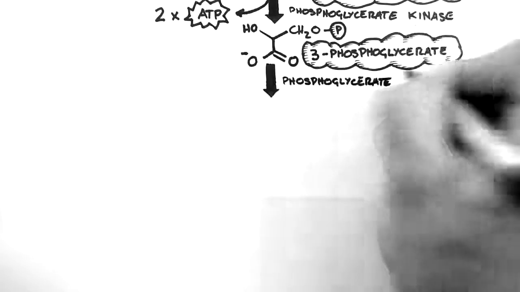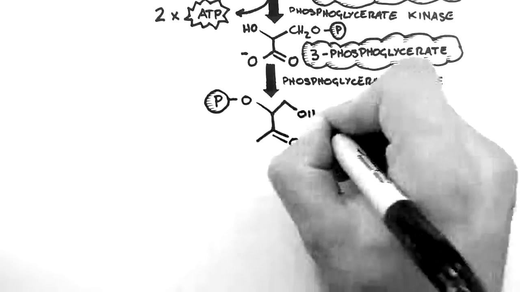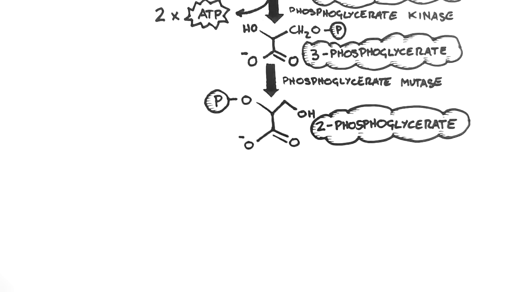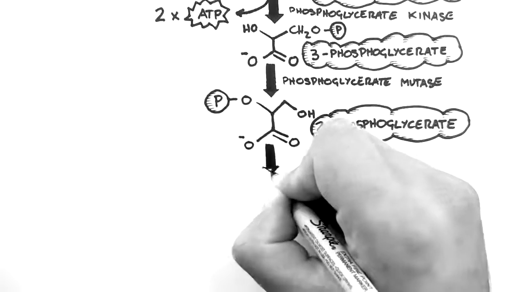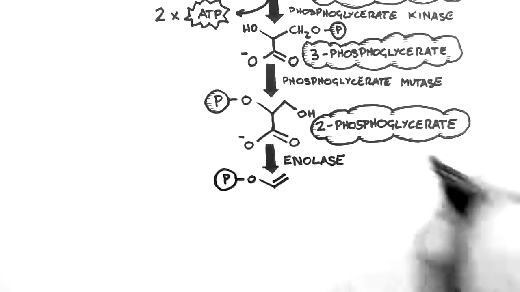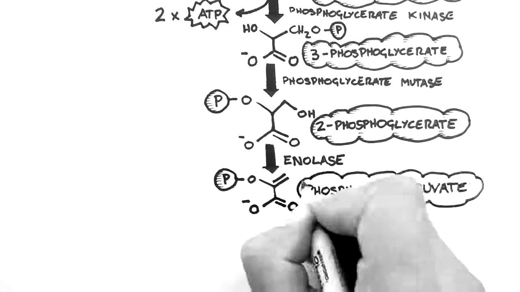The enzyme phosphoglycerate mutase is essentially an isomerase, so it creates the isomer 2-phosphoglycerate from 3-phosphoglycerate. Enolase is the next enzyme and it produces a double bond by removing the hydroxyl group. This leaves us with phosphoenol pyruvate.